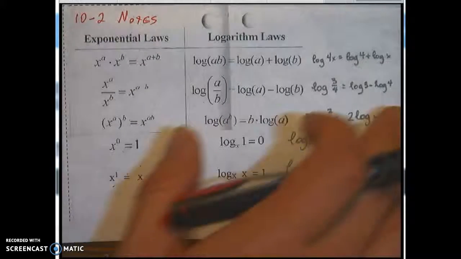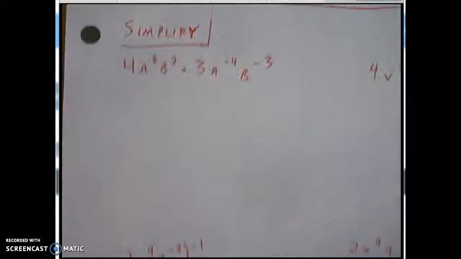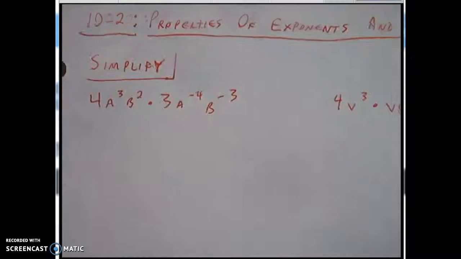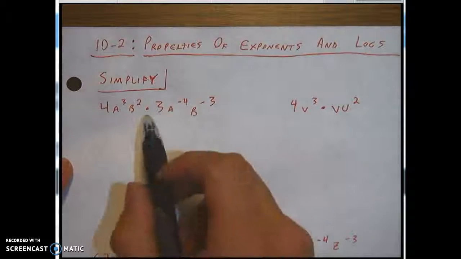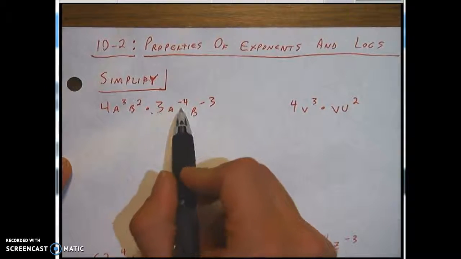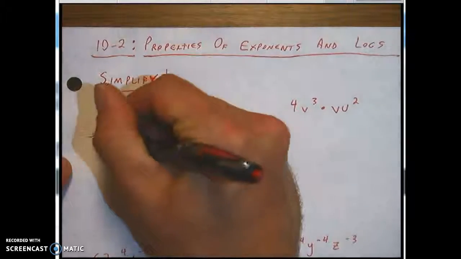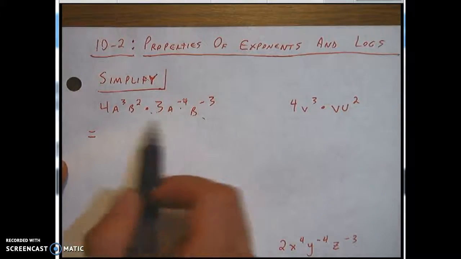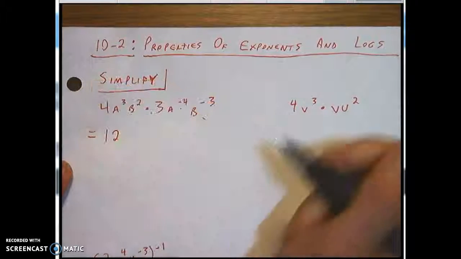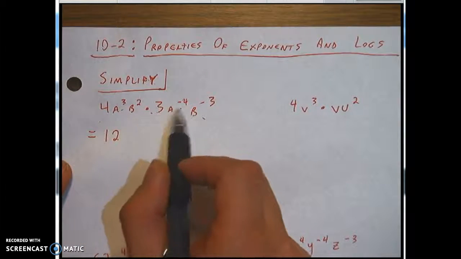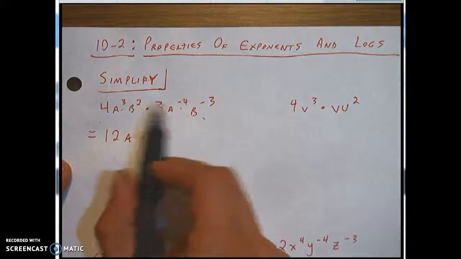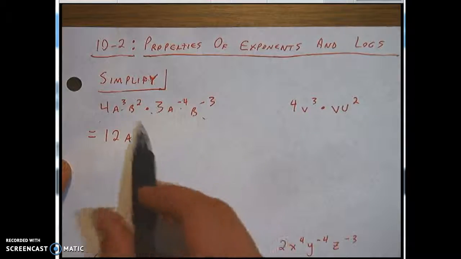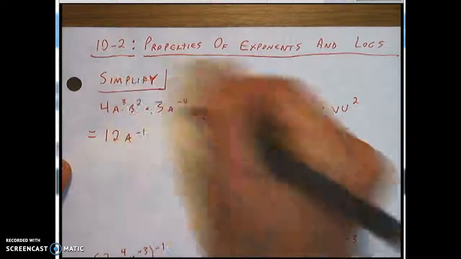I want to talk about simplifying exponentials real quick. Let's just talk about this Algebra 1 review. So I've got a few problems here I'm going to do, and I want to simplify. So I've got 4a to the third b squared times 3a to the negative fourth b to the negative third. The first thing you've got to do is multiply the constants. 4 times 3 is 12. And then we've got a to the third times a to the negative fourth. What I'm going to do with these exponents is add them. So 3 plus negative 4 is negative 1.